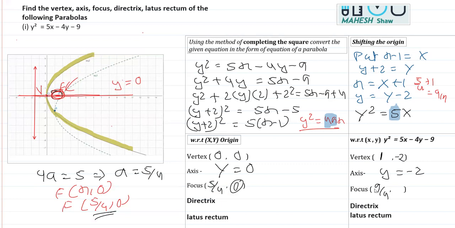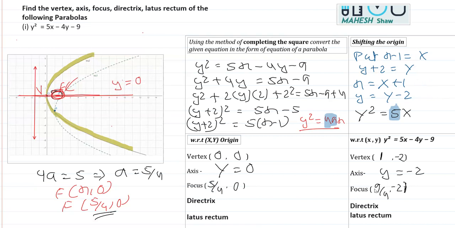And similarly, replacing capital Y with 0, as you can see, capital Y is 0, so you are going to get small y as -2. So we got the focus as well.